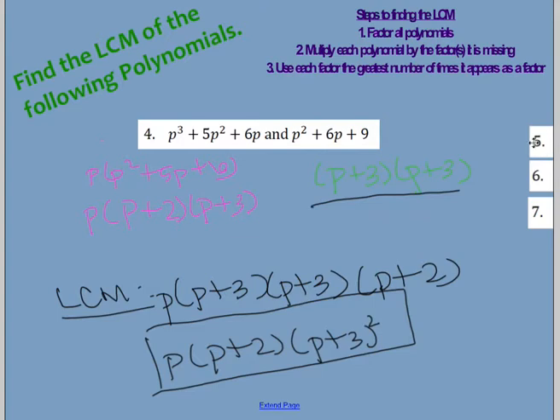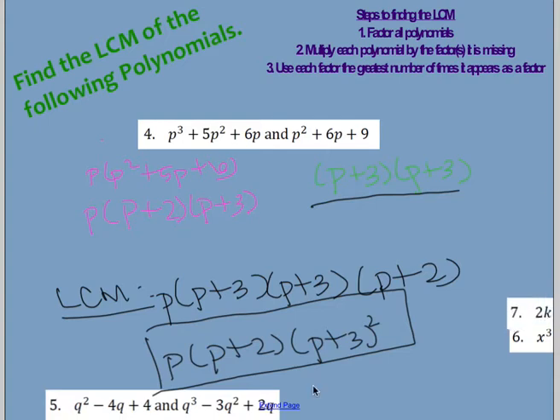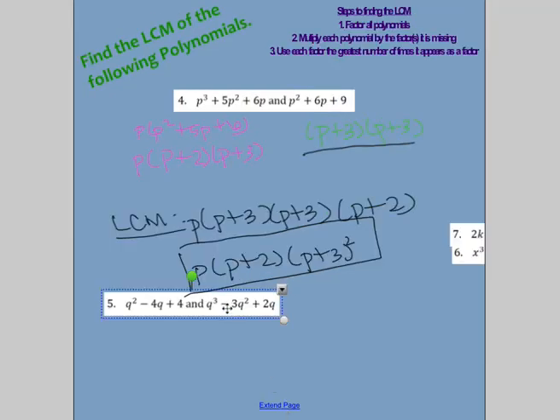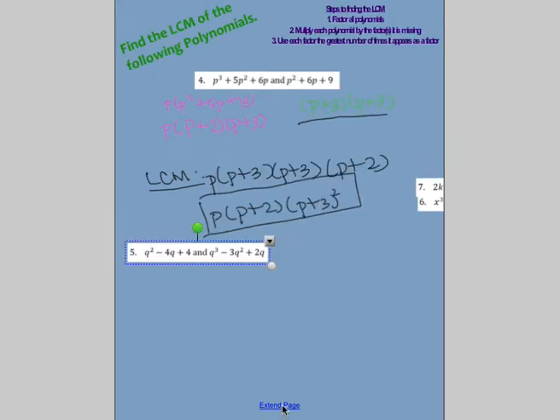Example 5, let's go ahead and look at that one. Okay, example 5, I'm going to factor. So I would once again say, well, what multiplies to 4 but adds to negative 4? Well, p minus 2 and p minus 2. And my other piece, I was using p's. They should be q's. Okay, they should be q's. So q minus 2 and q minus 2.